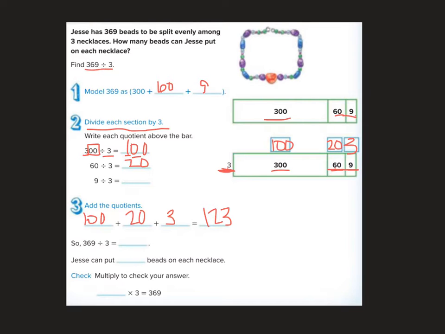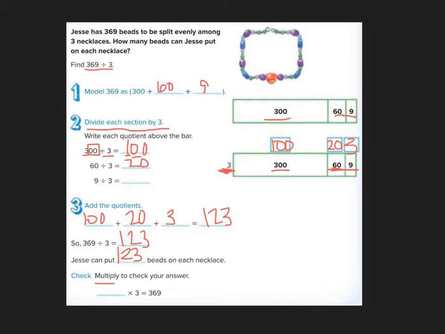So this is a good way to look at division in a different way. Would this be the most efficient way? Not necessarily, but it's good to understand what we are actually dividing. We're not just dividing a 6 by 3, we're dividing 60 by 3. So 369 divided by 3 is 123. So Jessie can put 123 beads on each necklace.